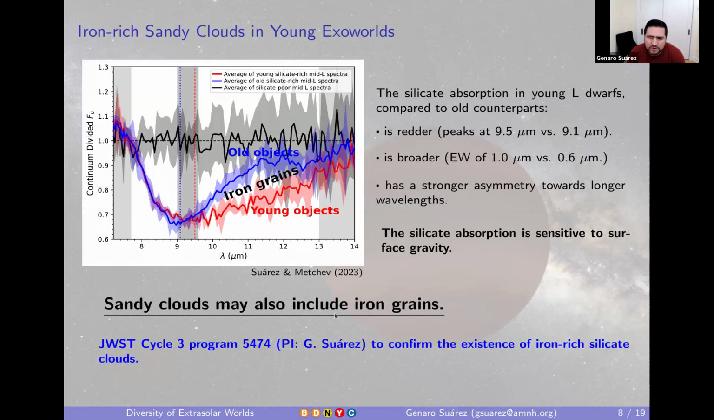A recent observation of a warm and young directly imaged exoplanet also suggests the existence of iron-rich silicates. This is important because most modern atmospheric models fail to reproduce this silicate absorption. So maybe we are missing some chemistry in our models, and that chemistry could be, for example, these iron-rich silicates. That's why it is important to confirm the existence of these grains, so we can incorporate them into our models and hopefully better predict our observations of substellar atmospheres.